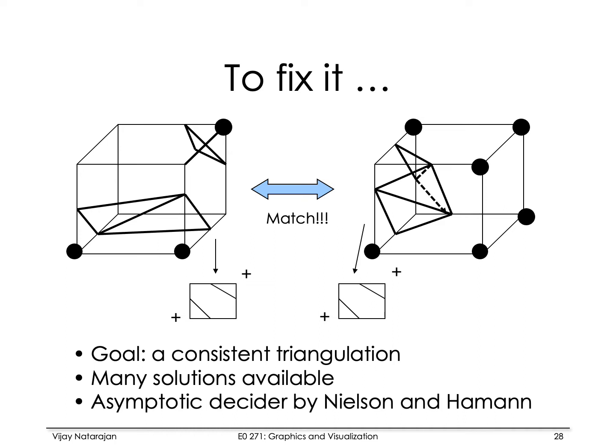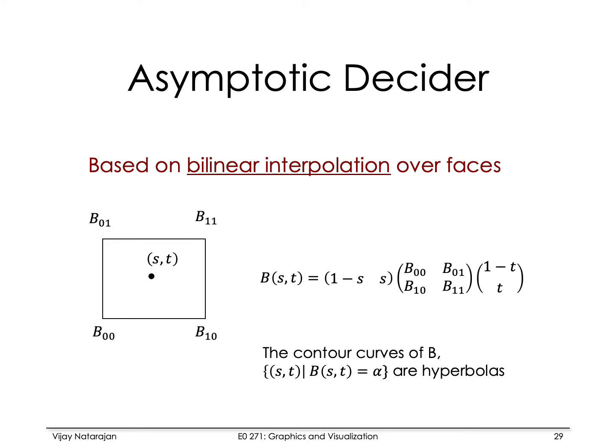One such solution was proposed by Nielsen and Harmon, and it's called the Asymptotic Decider. This solution came within a couple of years of the Marching Cubes algorithm paper. The main idea behind this method is to consider bilinear interpolation within the faces.